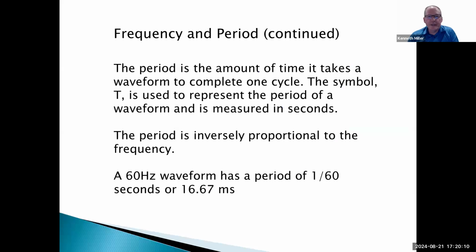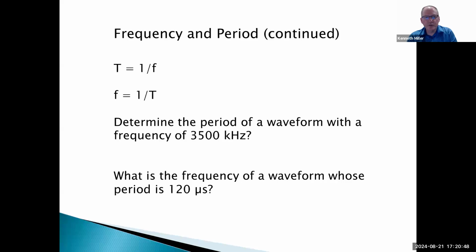All right. Now, the period is the amount of time it takes a waveform to complete one cycle, and the period is inversely proportional to the frequency. So a 60 hertz waveform will have a period of 16.67 milliseconds. On our oscilloscope, remember, the horizontal is time, so that's going to be in seconds, milliseconds, microseconds, nanoseconds, whatever it is. And the vertical is voltage. So the period equals 1 over the frequency, and the frequency equals 1 over the period.